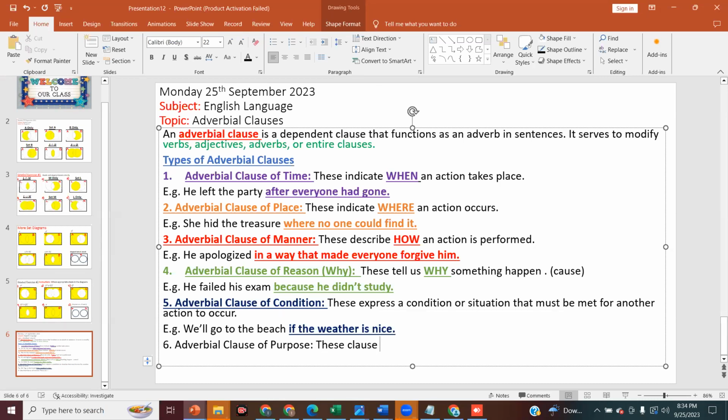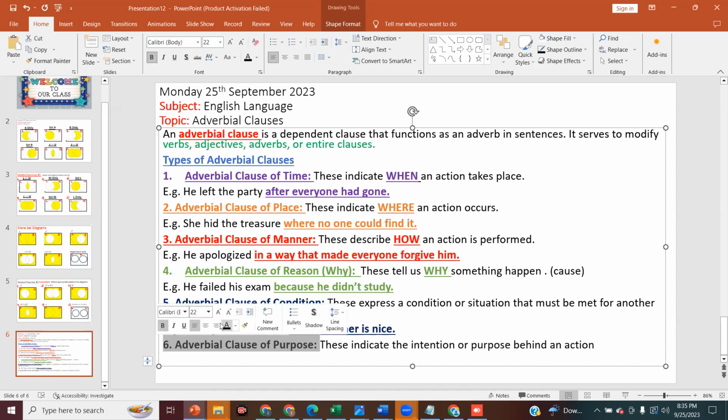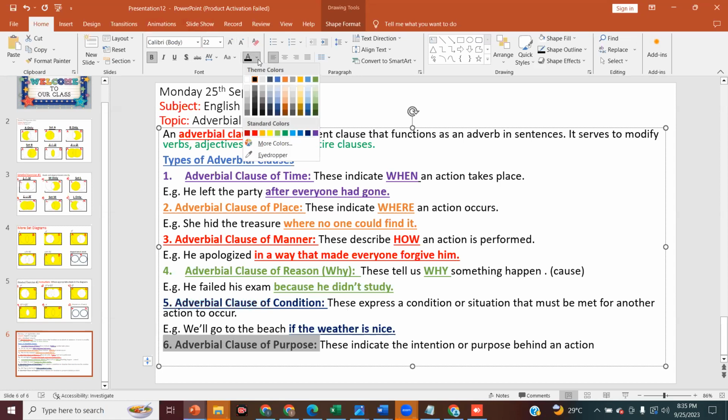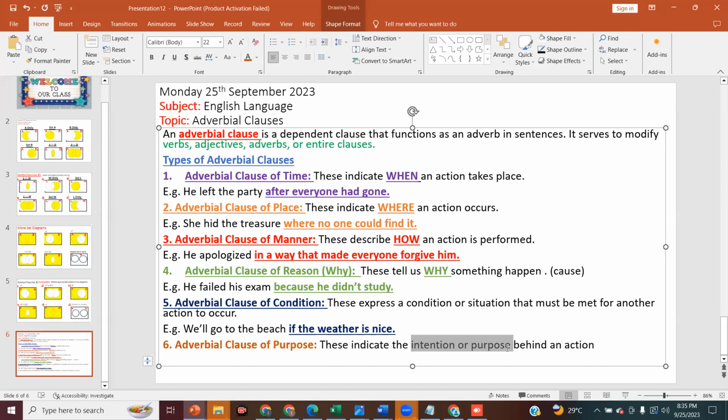These clauses indicate the intention or purpose behind an action. It's very easy to confuse this one with cause, but here we want the intention. What motivated them to do it? Like, why did they do it? So we're looking for the intention or purpose.